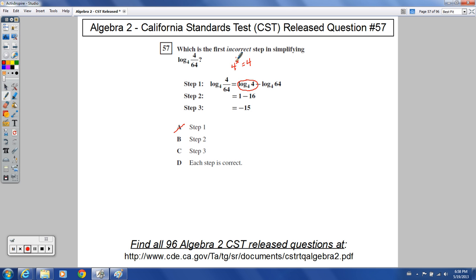But this is the same thing as saying you have 4 to some unknown power equals 4. What is that unknown power right there? Well, that is 1. It's that value right here. And so x equals 1. That looks good to go. Now, how about this one?